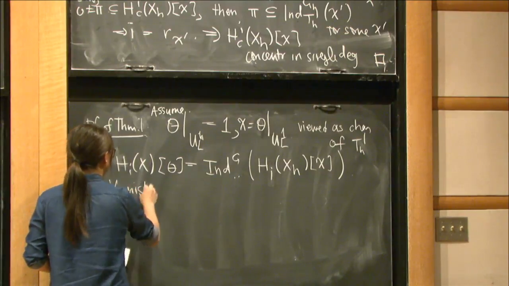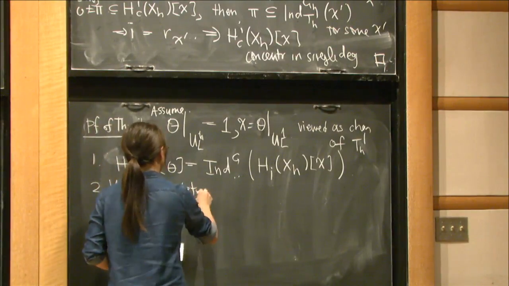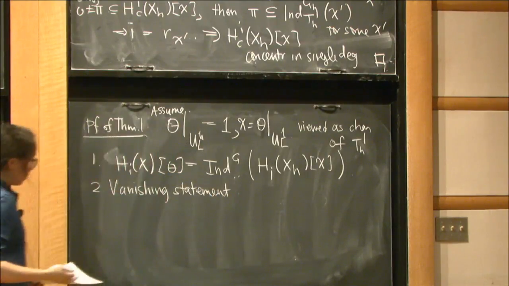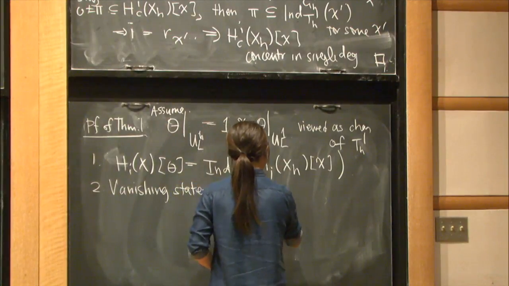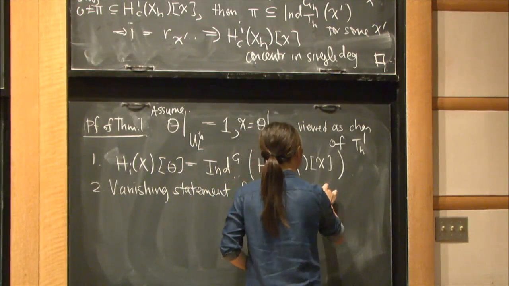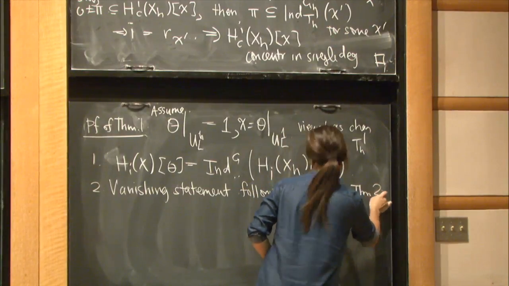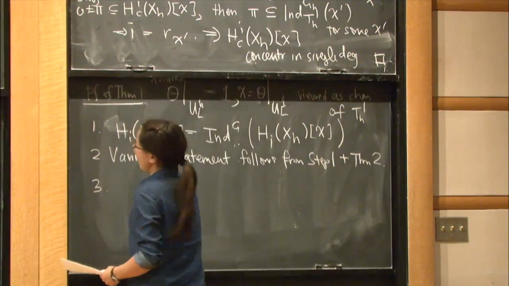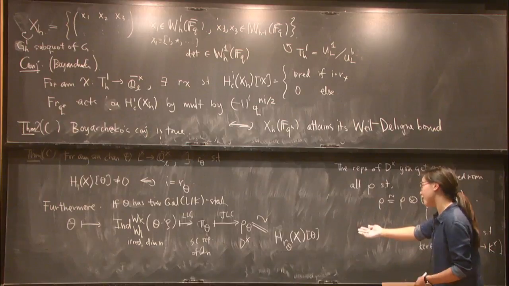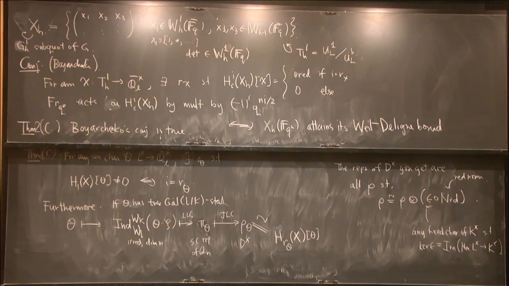Then the vanishing statement about where the homology is concentrated just follows from theorem 2. And 3, well, we need some way to characterize what this representation is. So an application of the Deligne-Lusztig trace formula applied to X_H allows you to obtain the following character formula.